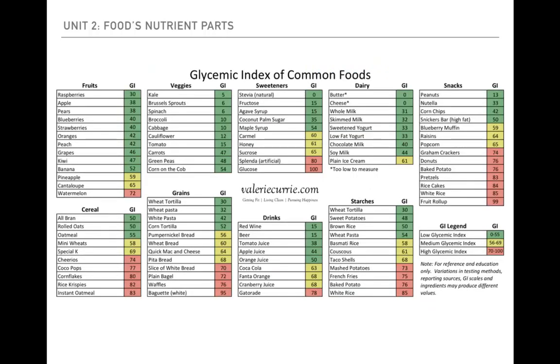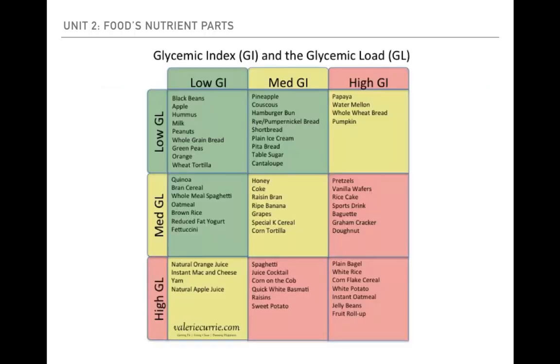Over here we have a list of the glycemic index of common foods, and you can see maybe where your favorite foods line up. And it is possible to have a low glycemic index but high glycemic load food, and vice versa. And you can see that on this chart as well.